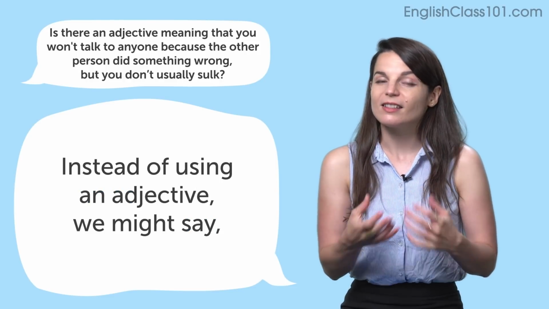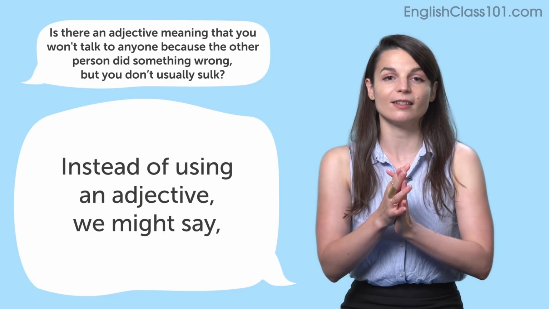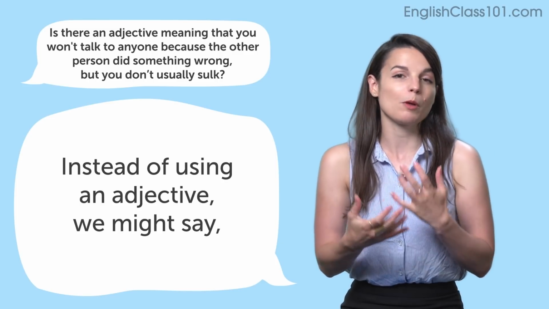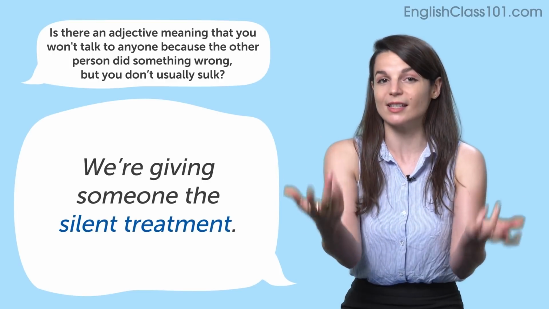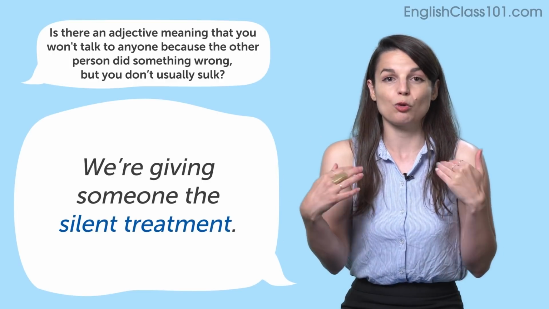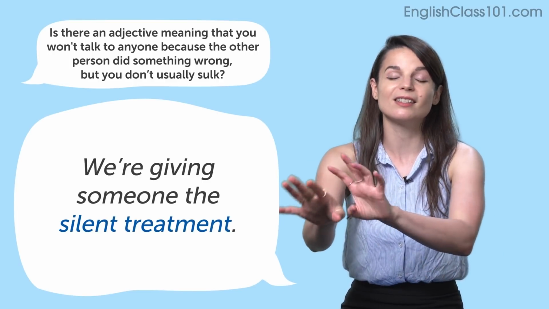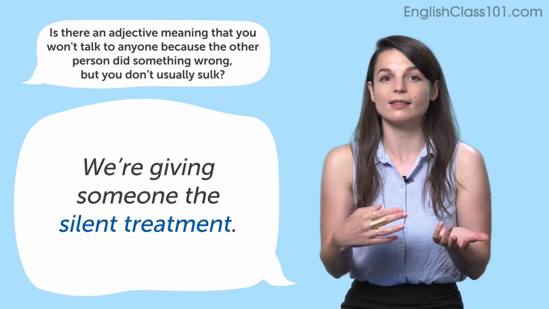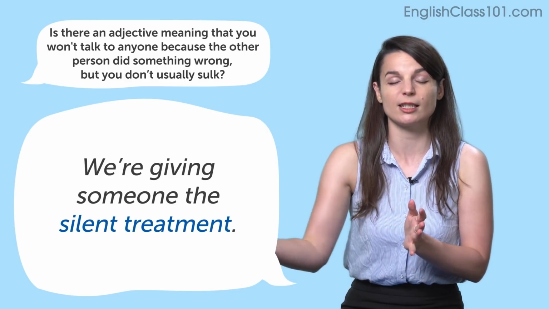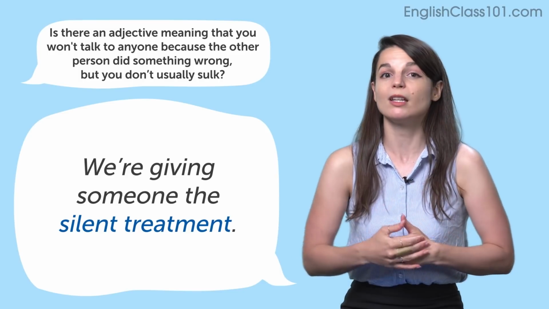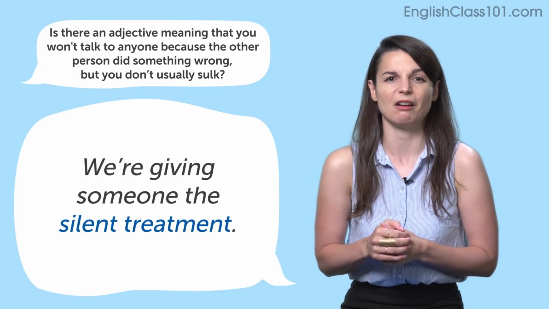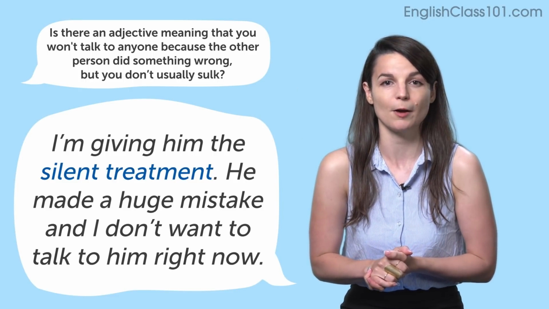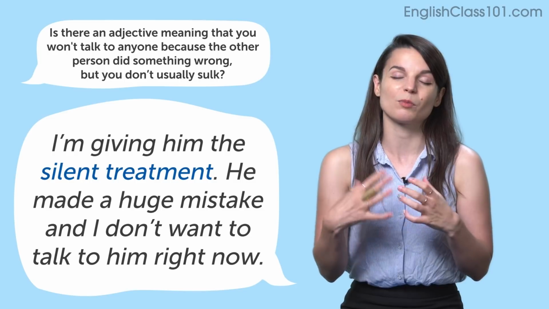What we might say instead of using a specific adjective in this case, if you are actively not talking to someone because you're upset with them, is that we're giving someone the silent treatment, which means you are not talking to someone because they did something wrong or because there's some kind of problem. We often say that that's a kind of punishment, like not talking to someone is a kind of punishment. So we might use that kind of expression in this case, like, oh, I'm giving him the silent treatment. He made a huge mistake and I don't want to talk to him right now. So we could use something like that to express that kind of feeling.